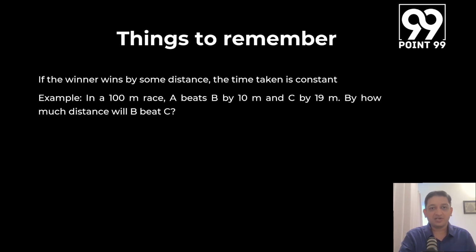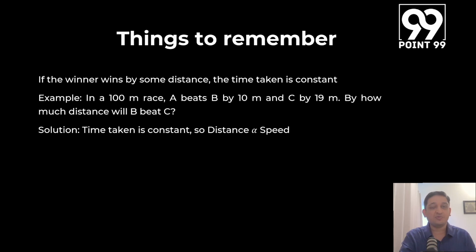Now in this particular context, if you look at the entire story that we have here, because A beats B by 10 meters, we know that the time taken is going to be constant, which means that distance is directly proportional to speed.